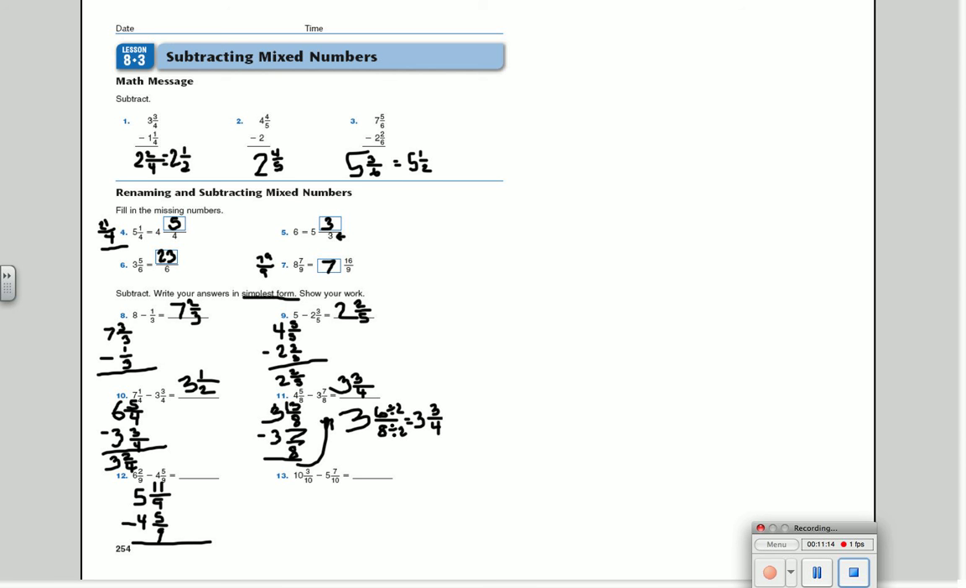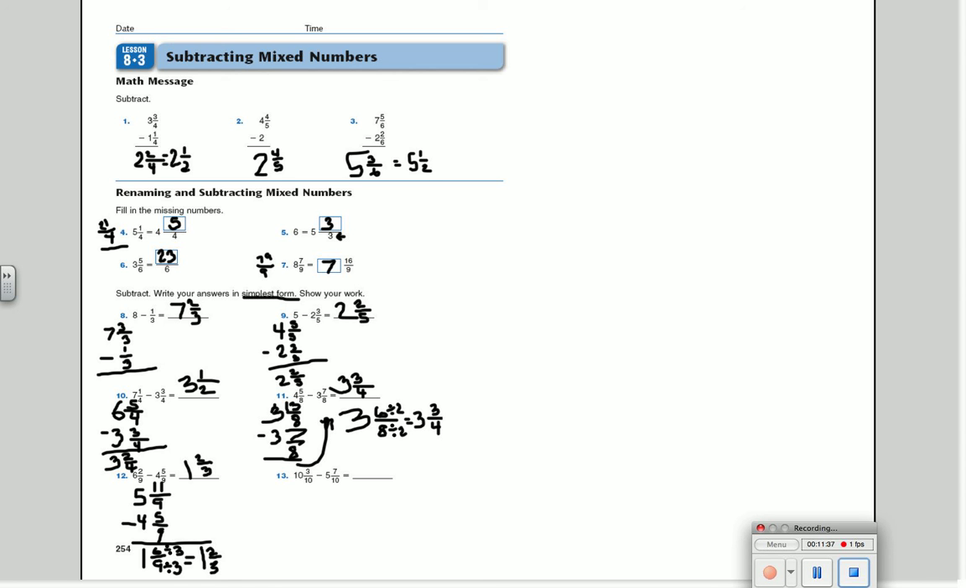Now, I have the problem all written out. I expect that you can solve this yourself and simplify. You will need to simplify this one. Pause the video and check in with me when you're done. Hopefully you got 1 2/3. If you didn't, go ahead and check your work to see where you went wrong.